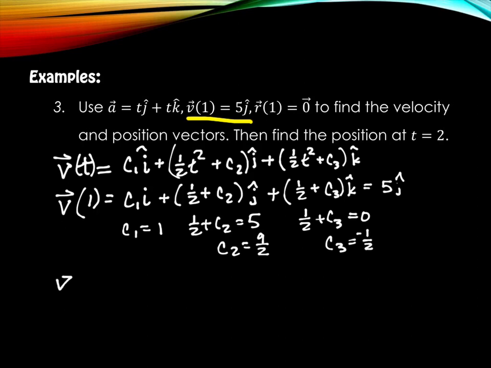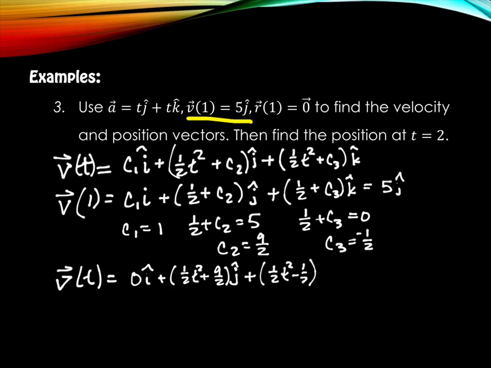So my actual velocity vector that I found here is 0i, feel free to not write that component if you wish, plus 1/2 t squared plus 9/2 t, j rather, there we go. And then plus 1/2 t squared minus 1/2, and that's k.